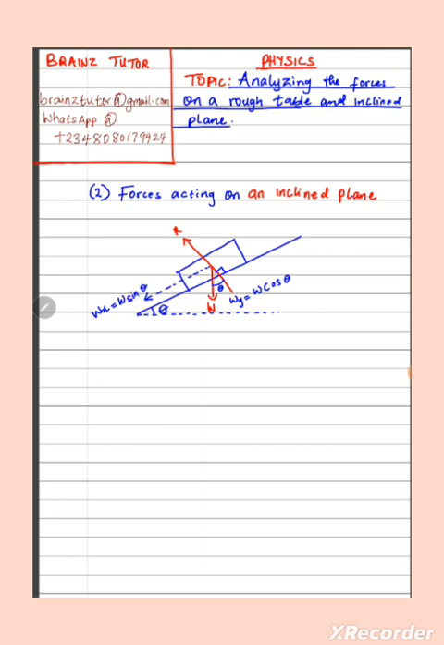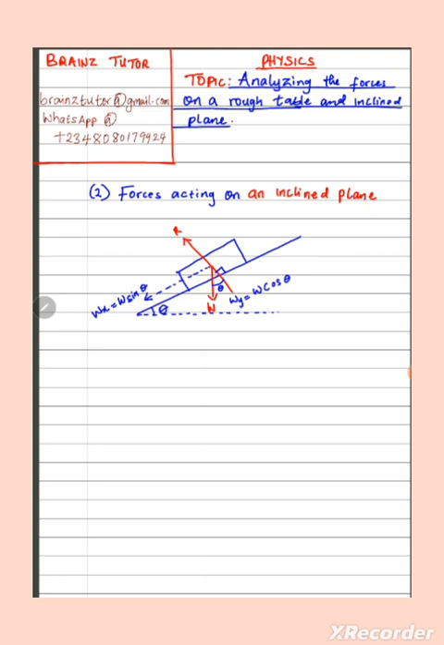So that is for the weight. As you can see, the weight is going to have two components: the Wy, that is the vertical component, and since the angle is inclined at angle theta to the vertical, it is going to be W cos theta, and in the x direction, that is the horizontal direction, it is going to be W sin theta.